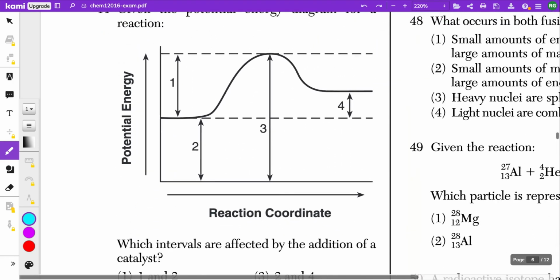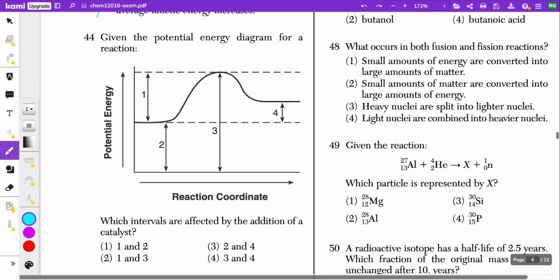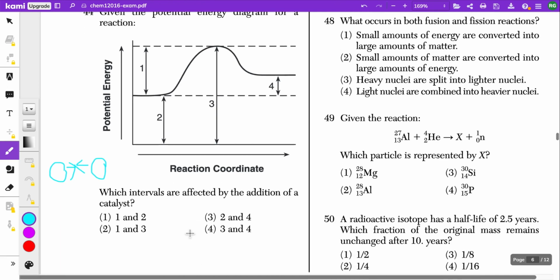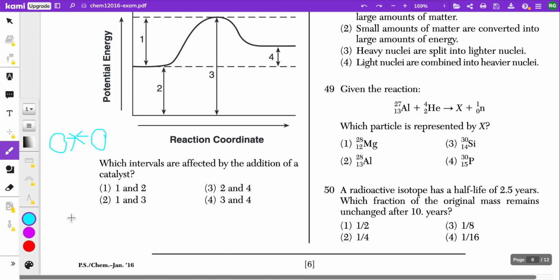Potential energy diagram, which... So in order for a chemical reaction to happen, first of all, particles have to hit each other. Particles have to hit each other in order for a reaction to happen. Now, the second thing you need is for the particles to be in the correct orientation. So they have to hit the right way. And what do I mean by that?